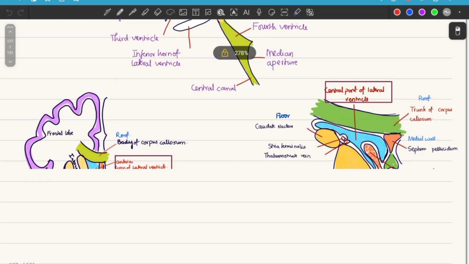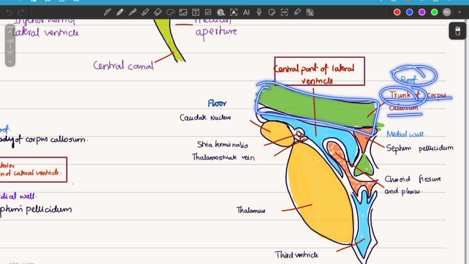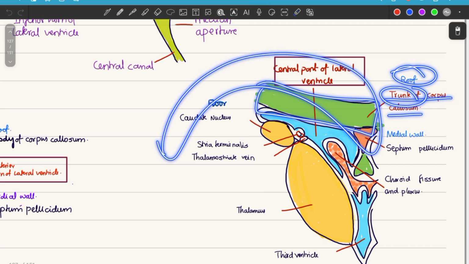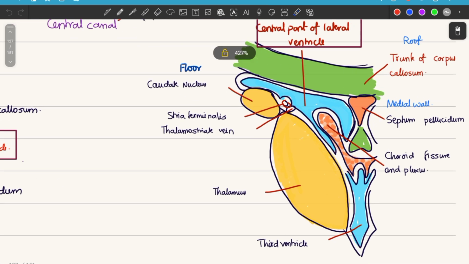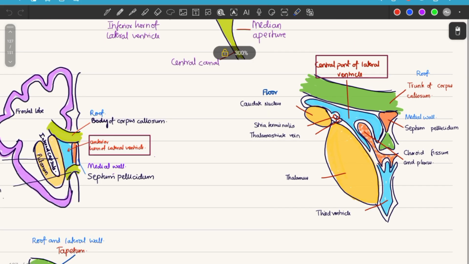Here also the roof is formed by the trunk of the corpus callosum, that is the body of the corpus callosum. Like this, the corpus callosum will come, the body of the corpus callosum forms the roof. Whereas the medial wall is formed by, again, the septum pellucidum. Here also the medial wall is formed by the septum pellucidum.